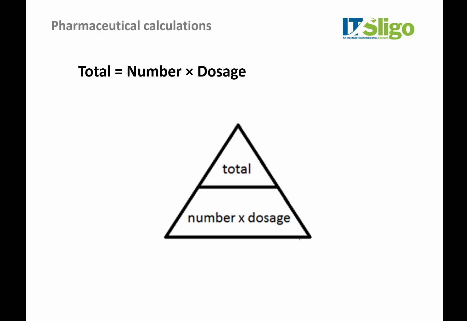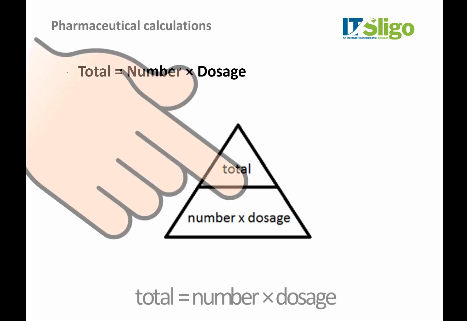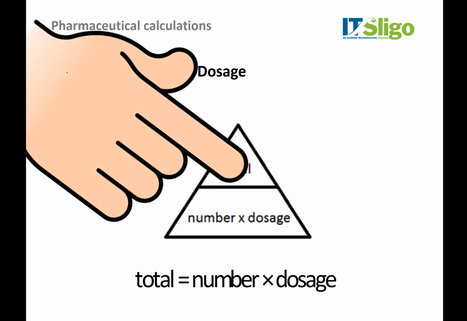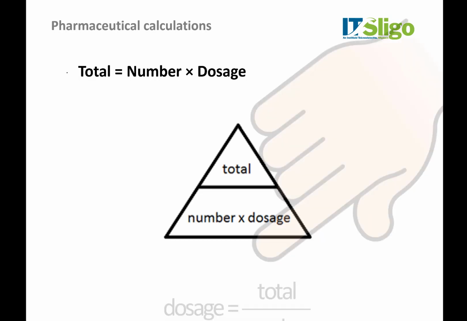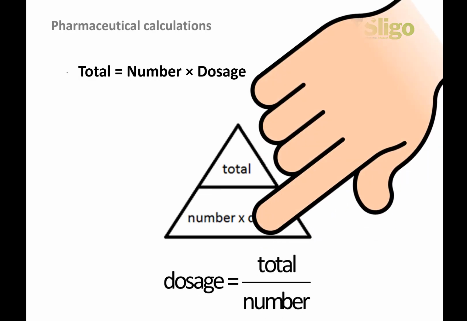Here's the triangle. Total is on the top. So whatever sits on its own, guys, sits on the top of the triangle. So now total is the number by the dosage. Number is the total divided by the dosage. And then the dosage of the tablet is the total amount of drug divided by the number of tablets we're making.